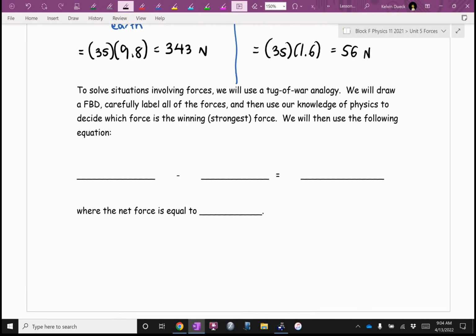Here it is. For the rest of this unit, if we're going to solve situations involving forces, we're going to use a tug-of-war analogy. We're going to draw a free body diagram, labeling all the forces. We'll use Newton's laws to figure out if any are missing. And then we're going to use our knowledge of physics to decide which one is the winning or strongest force. Which way are we accelerating? And we're going to use the following equation. Write this down. Winner minus loser equals F net.